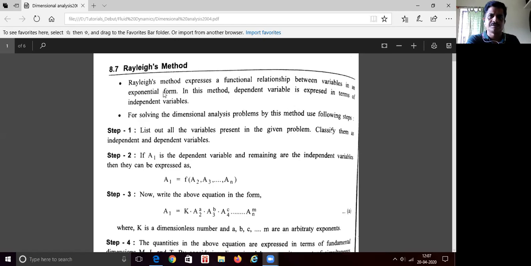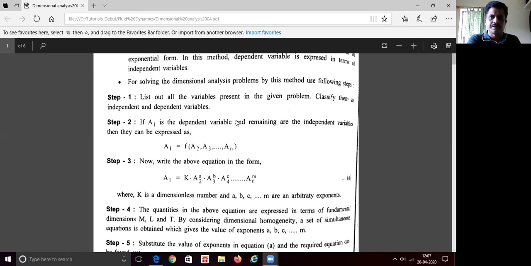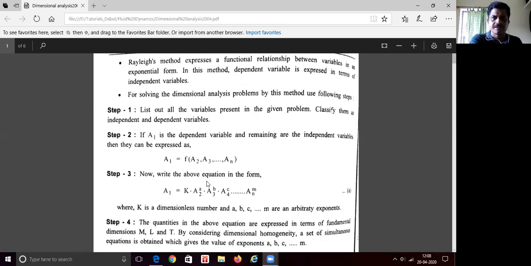See, this page is appearing on your screen, it seems. In Rayleigh's method, there are 4 steps. List all variables, and then we have to see which is the dependent variable and which is the independent variable. And now we have to write that equation in some form. Simply I can say x is an independent variable. Let us assume y is the dependent variable. Then y can be expressed as x raised to something n, which is what we have to do.